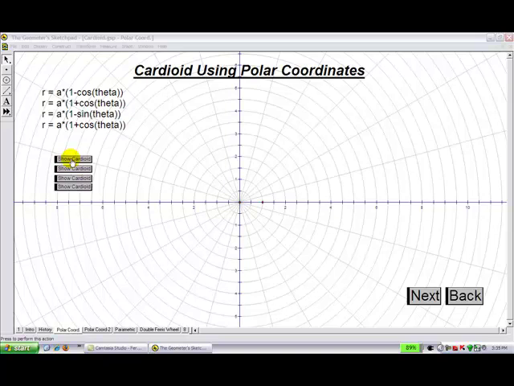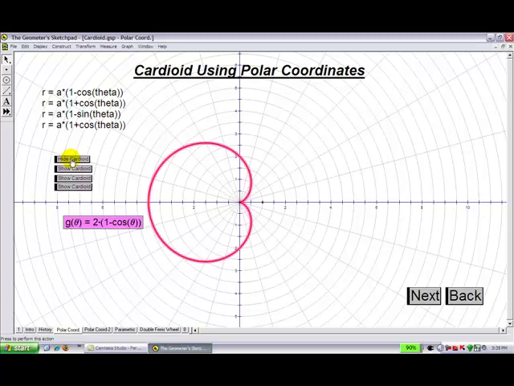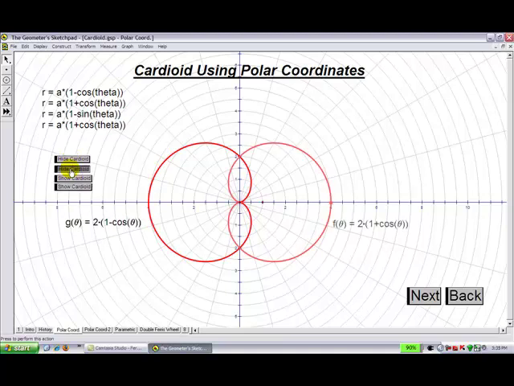Here, in polar coordinates, we will look at the four basic equations for the cardioid, which are listed on the top left side of the page. First, I will show 2 times 1 minus cosine of theta. As you can see, the cusp is on the right. Now, if I graph the next one, all we are changing is the minus sign to a plus sign. So we have 2 times 1 plus cosine of theta, which, as we can see, if I hide the first one, the cusp is on the left. So as we can see by these two, cosines go left and right on the grid.